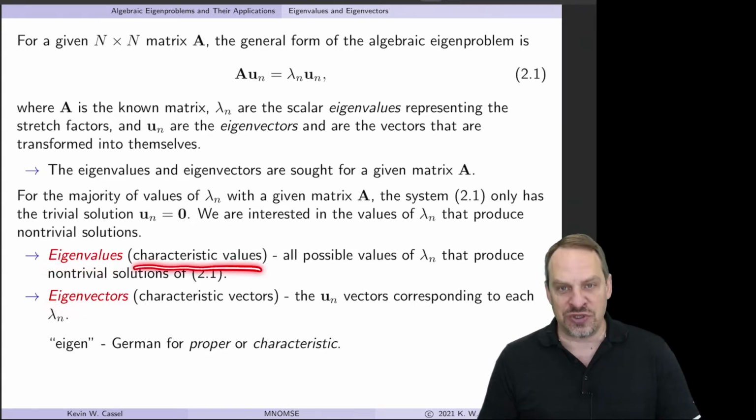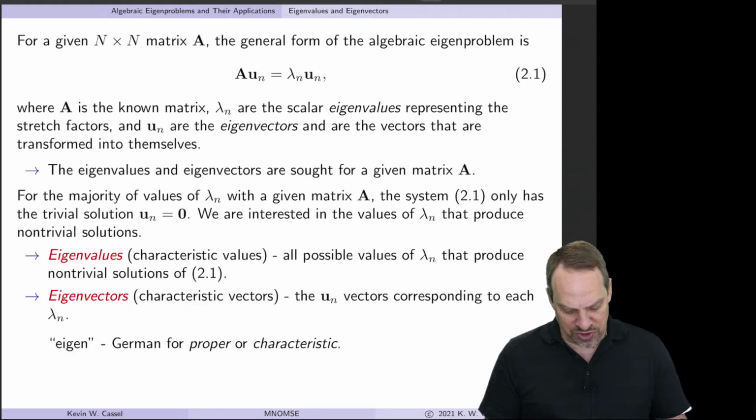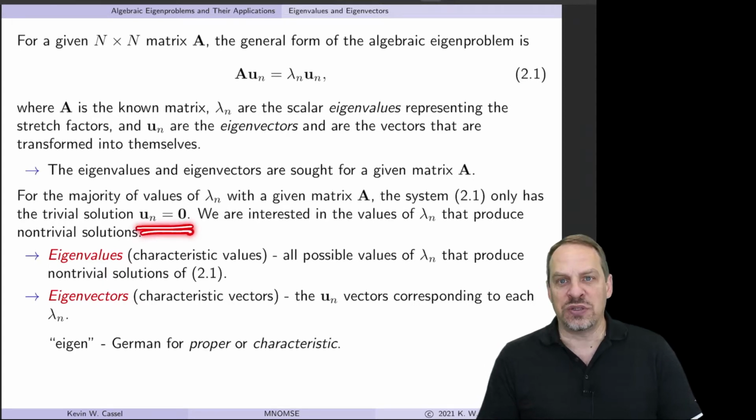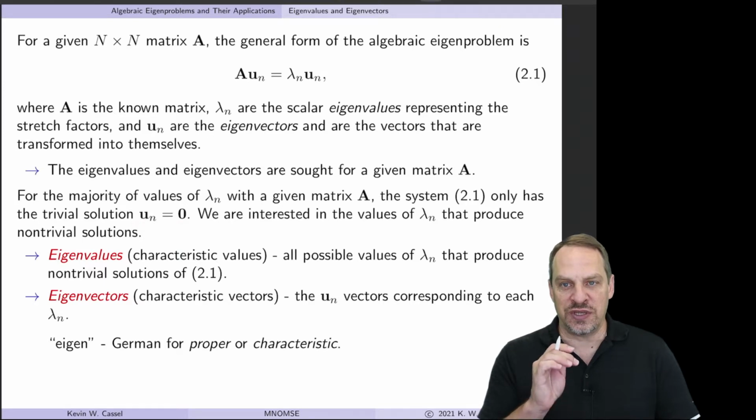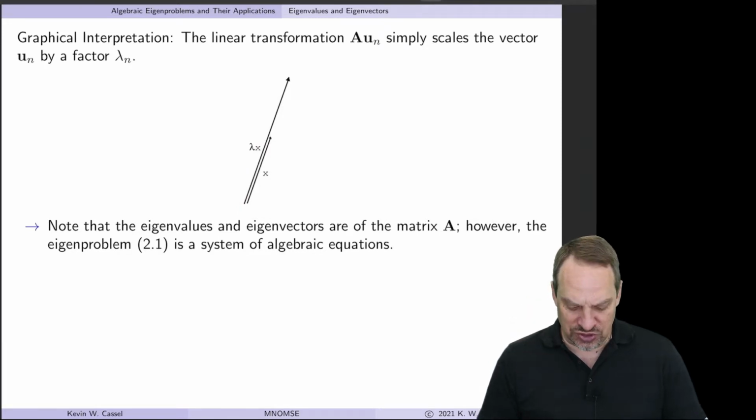Sometimes they're called the characteristic values and characteristic vectors; eigen comes from the German. So we don't want the trivial solution. We do not want the solution where u is equal to 0. So we're looking for the lambdas that give us non-trivial, non-zero u's. Again, graphically, you can think of this as taking the original vector, u, and simply stretching it by a stretch factor, lambda. And we'll use that geometric interpretation over and over again to better understand what we're doing.